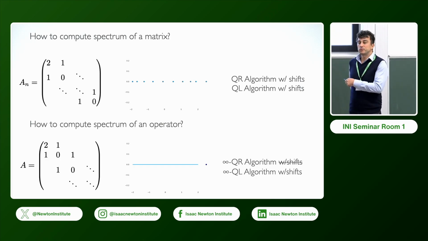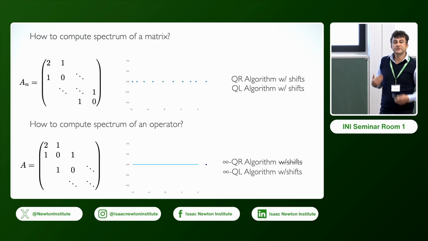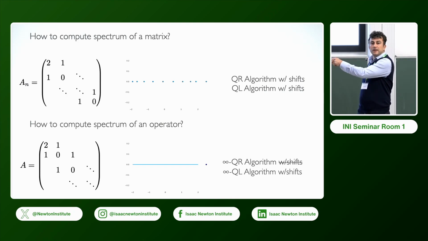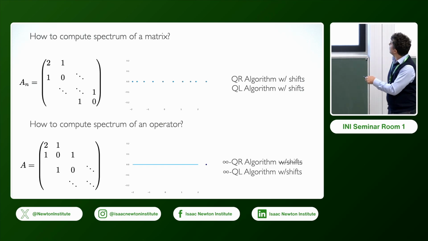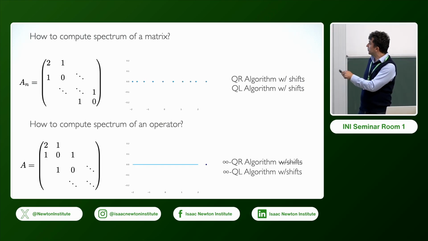And the reason we want to do QL rather than QR is the way shifts work for QR iterations: you look at the entry in the bottom right, and this gives an estimate for the eigenvalue. In infinite dimensions, there is no bottom right. So the reason we want to do QL and not QR is to compute this eigenvalue, and in order to do shifts, we have to do QL, which puts the estimate of that eigenvalue in the top left rather than the bottom right.